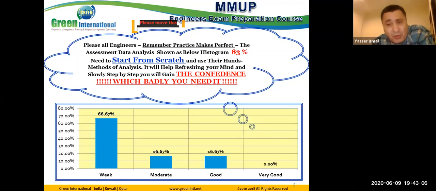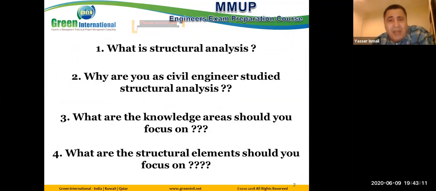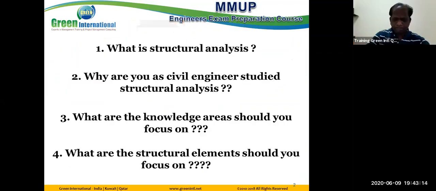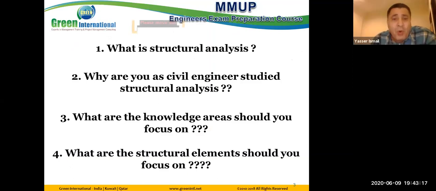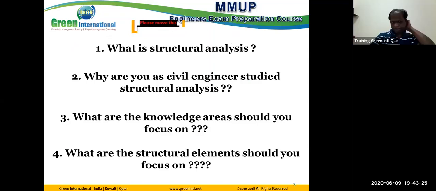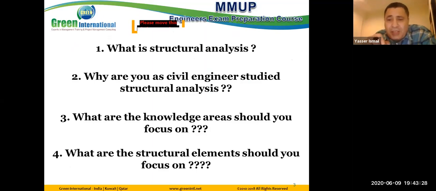Structure analysis is about what? You have four main questions. Number one, what is structure analysis? Number two, as a civil engineer, why do we study structure analysis? Number three, what are the knowledge areas you should focus on? So that means structure analysis, guys, we can take in 5 years. We are going to give it in 2 sessions, 6 hours. In 6 hours, how are you going to solve problems for structure analysis?